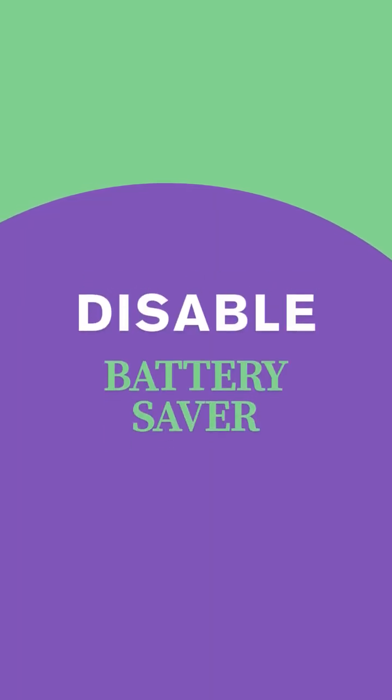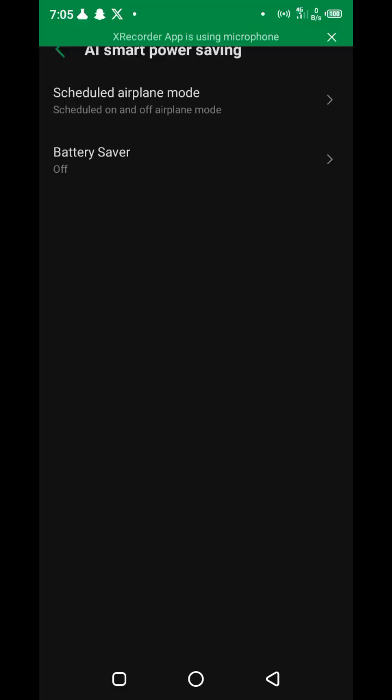Step 5. Disable Battery Saver mode. Battery Saver limits your phone's processing power to conserve energy, which can reduce Canva's performance. Open Settings, tap Battery, and turn Battery Saver off.